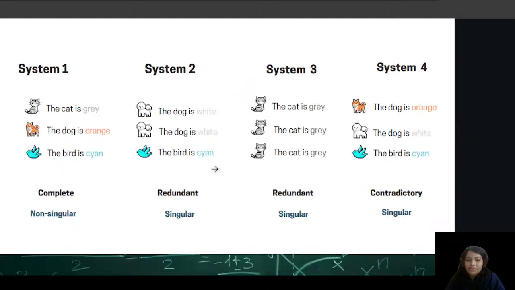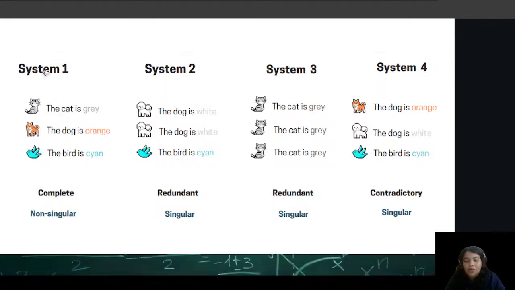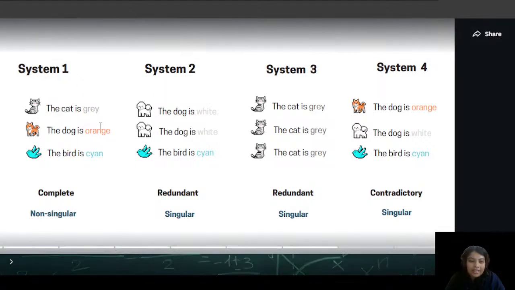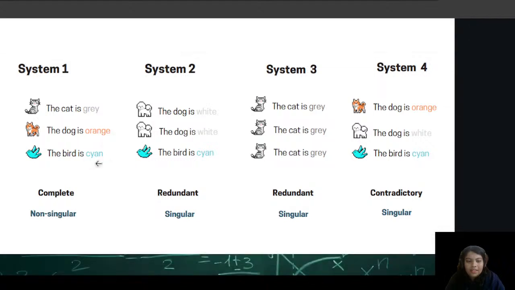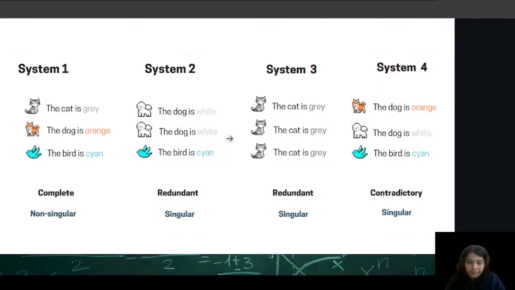So let's do one more test of this system of sentences. We can see there are four systems. For the first one, the cat is gray, the dog is orange, the bird is cyan. So there are three complete identities, they are not repetitions, so we are terming it as complete and non-singular.